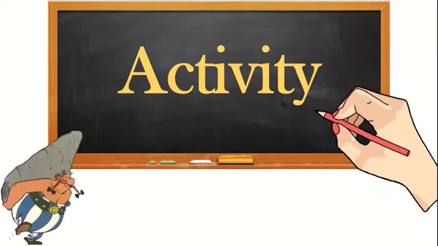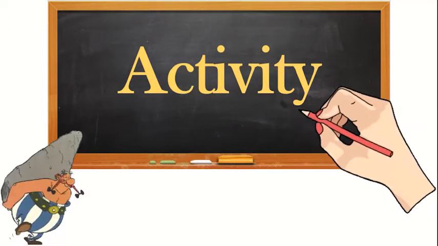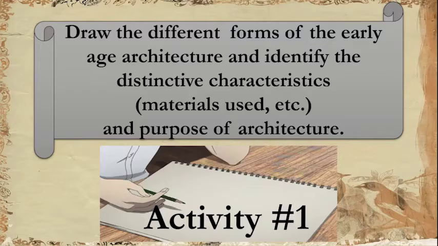Now that we're done with our lesson, let's have activities to test what you've learned from our lesson today. For your first activity, you have to draw the different forms of the early age architecture and identify the distinctive characteristics, materials used, etc., and purpose of architecture.